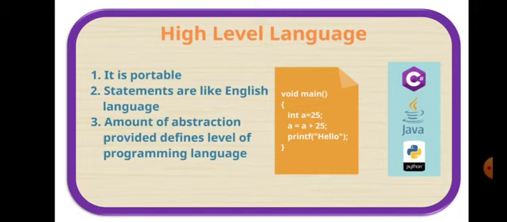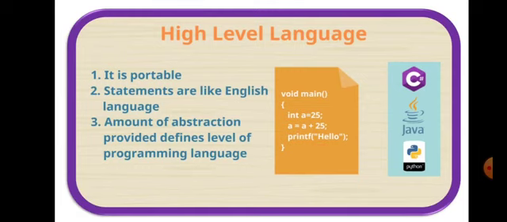In the next slide, it is all about high level programming language. The first point is it is portable. Now what do you mean by portable, children? Portable means it can be easily carried to another place. That is, the program you have written can be accessed on another computer as well. Number 2, statements are like English language. As it is clearly given here, this is written in simple English. It is not written in zeros or ones, so it is easily understood by human beings.